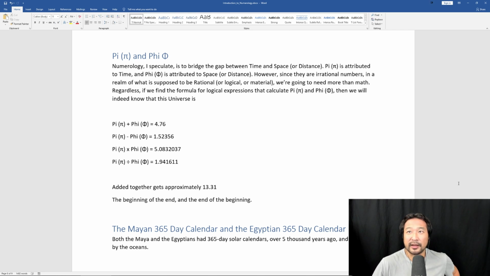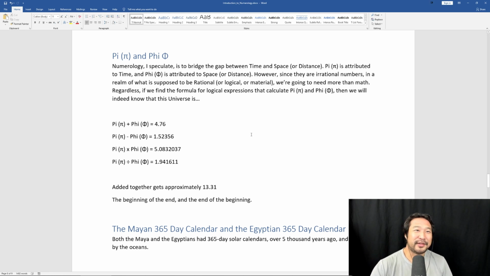However, since they are irrational numbers in a realm of what is supposed to be rational or logical or material, we're going to need more than math. Regardless, if we find the formula for logical expressions that calculate pi and phi, then we will indeed know what... Oh, I didn't finish. I didn't know what this universe is. So I haven't finished it.